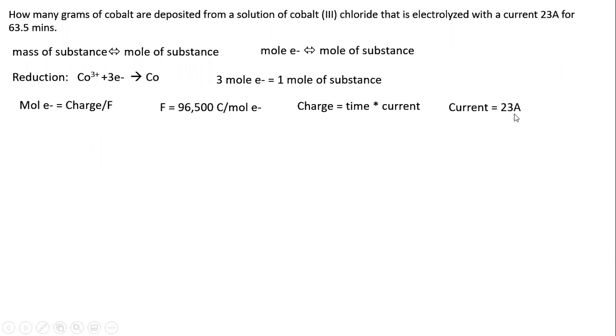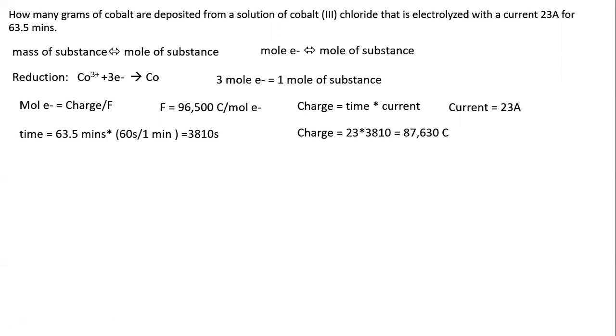So we have the current, 23 amps. We convert the minutes to seconds. We can determine the charge that was applied. So now we know the charge, we can find the moles of electrons. So simply dividing by Faraday's constant, we get the moles of electrons that were transferred.